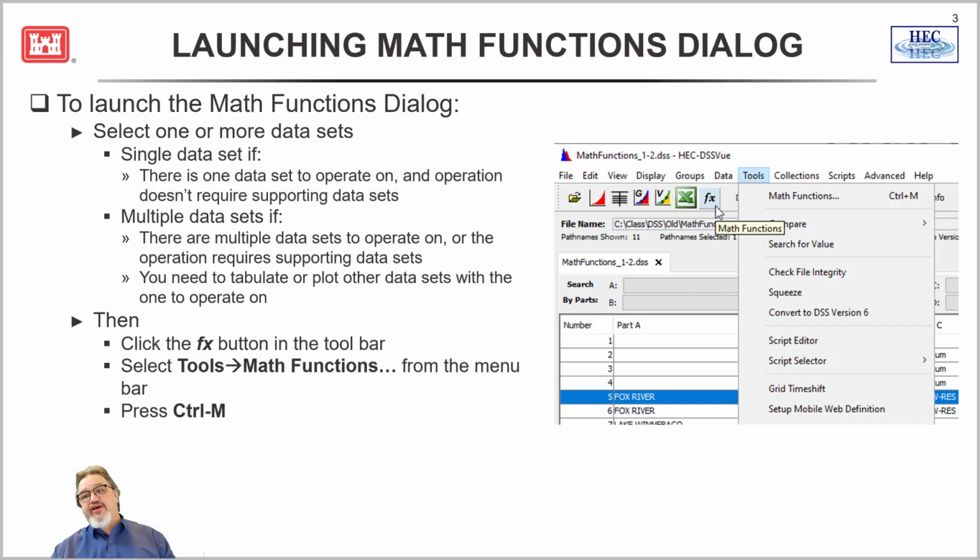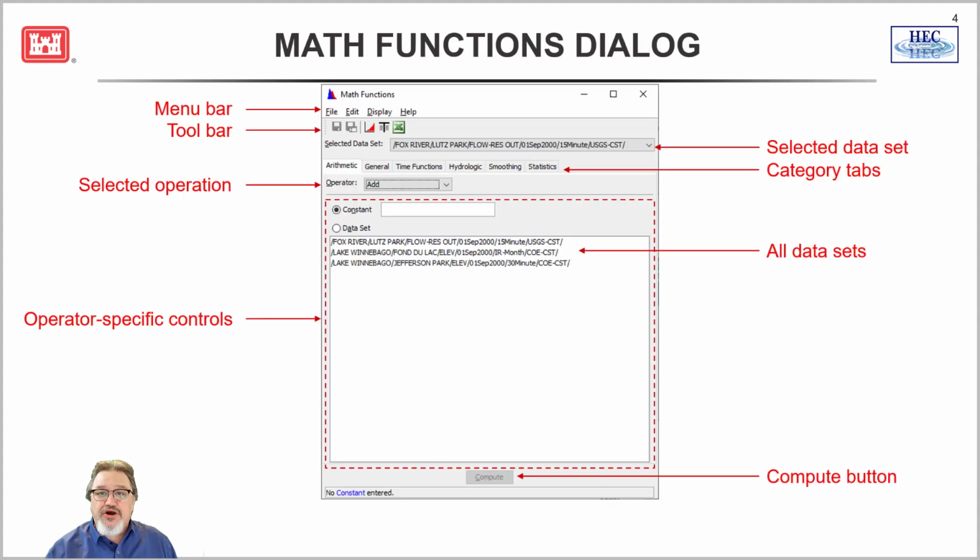You can click the F of X button, FX, up there in the toolbar. You can select tools, math functions, or Control M. So you see those things displayed there on the example on the screen. So here is the math functions dialog. It's busy. It's got several parts, and we'll cover them one by one.